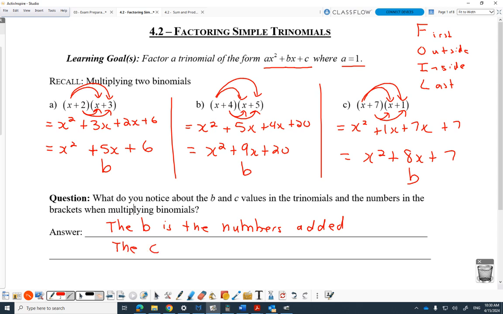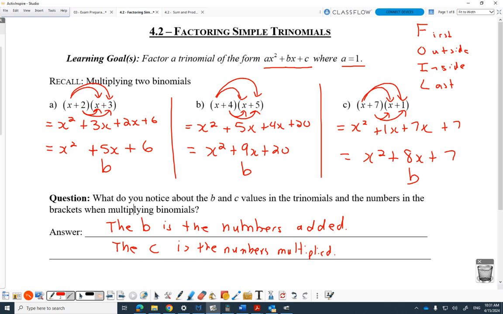The c, what do you see about the c? The c is the numbers multiplied. Maybe I gave that away in another lesson.